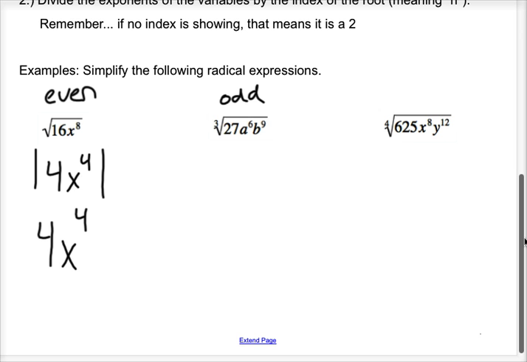This one has an odd index. So this one we get to skip that absolute value conversation altogether because it's odd. So all you have to do, cubed root of 27, type that into your calculator, you should get the number 3. A to the 6, again, you divide the exponent by the index. So 6 divided by 3 leaves me with an a squared. B to the 9, well, 9 divided by 3 leaves me with b cubed. And that is what I get. All right, again, because the index is odd, I don't consider the absolute value. That is actually all that you have to do.